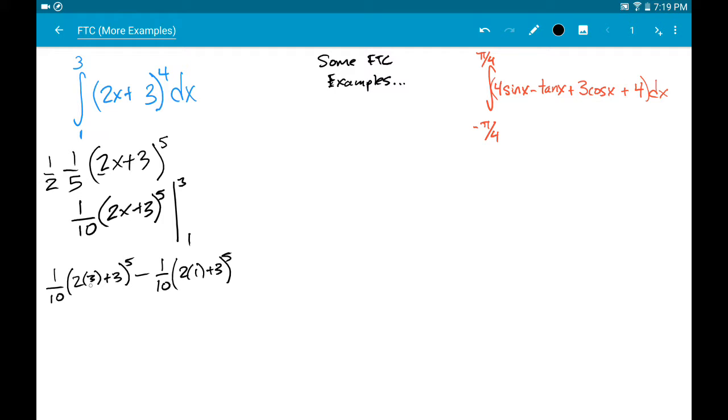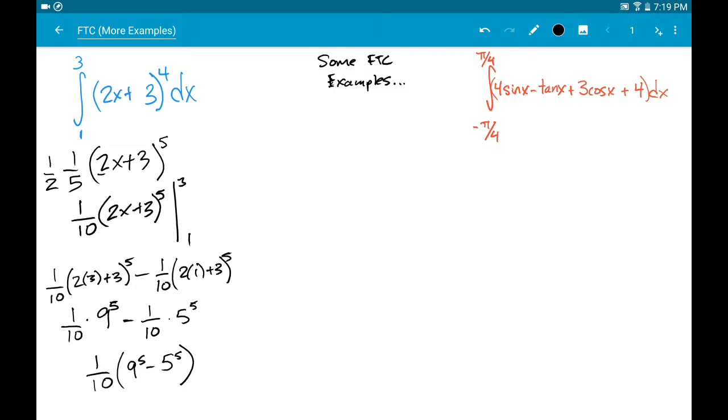So we got 6 plus 3 is 9 to the fifth. I should have thought about how large these numbers were going to be. Minus 1/10 times 5 to the fifth. I don't have a calculator on me, so maybe you can check for me, but we're going to have 1/10 times 9 to the fifth minus 5 to the fifth, whatever that relatively large number is.